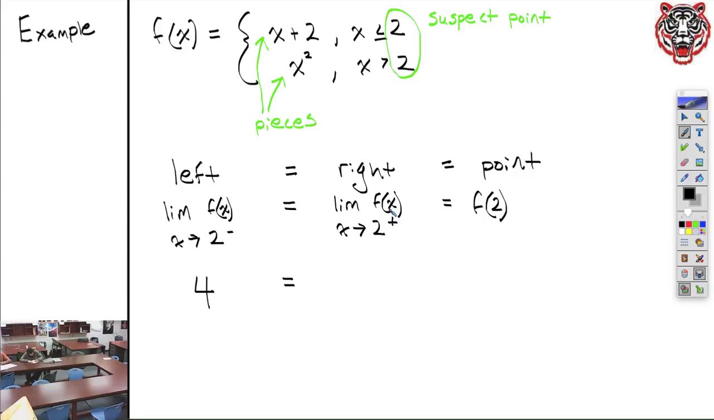Ben, what is the limit of f of x as x approaches 2 from the right? Tell me what you're doing, not just the answer. So, since it's approaching 2, I'm going to plug in 2, and that's 4. Are you plugging in 2 to the left piece or the right piece? The right piece. Okay, to the right piece. X squared, so that's 4. That's 4, perfect.